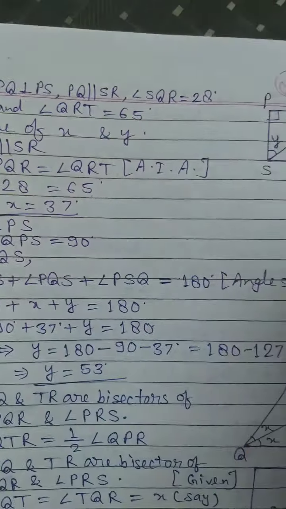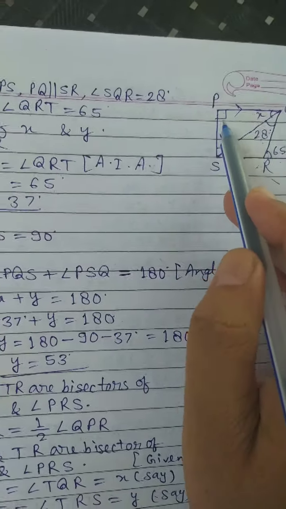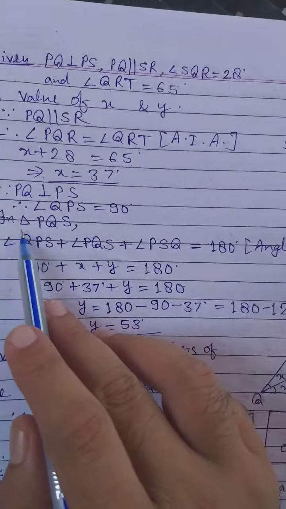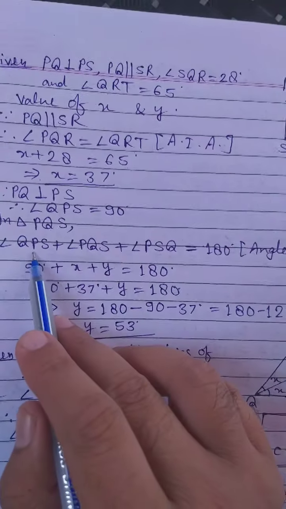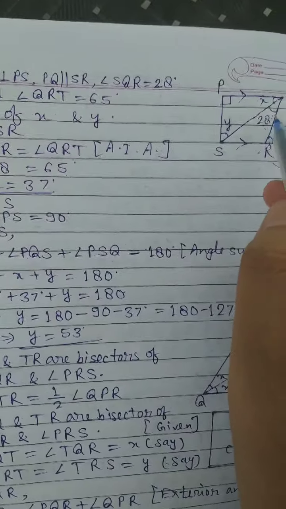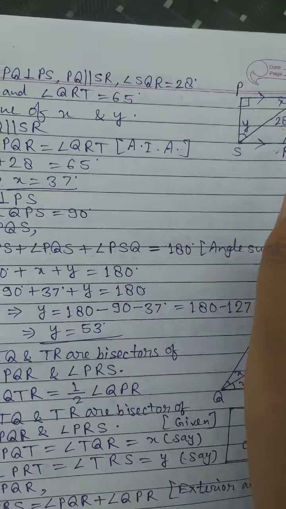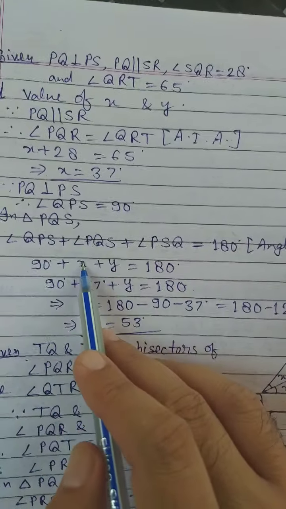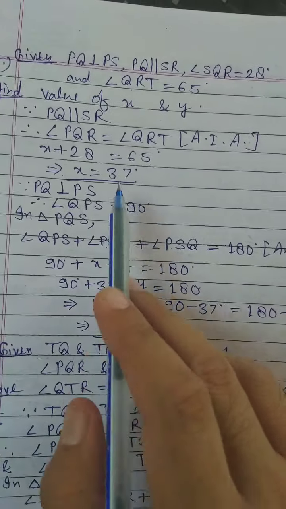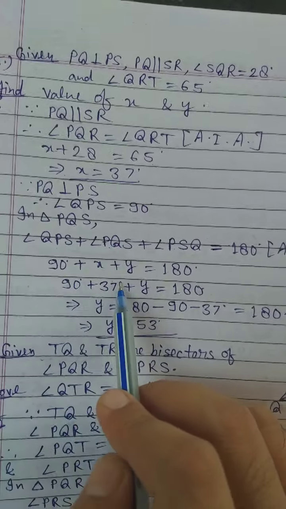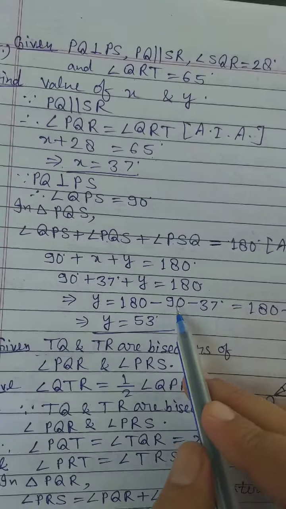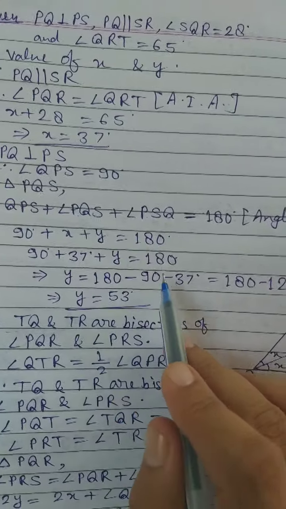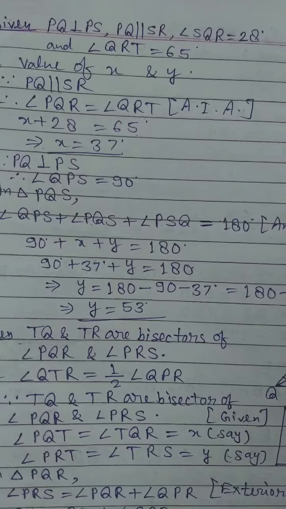Now since PQ is perpendicular to PS, angle P is 90 degrees, or angle QPS we can write, QPS is 90 degrees. Now in triangle PQS, by using the angle sum property, angle QPS plus angle PQS plus angle PSQ equals 180 degrees. It is given 90, PQS is x, and it is y, equals 180. The value of x we found is 37 degrees. 37 plus 90 are transferred to the RHS, so they are subtracted from 180. 90 plus 37 is 127, both are minus signs so they are added. So 180 minus 127 will be 53 degrees, that is y.